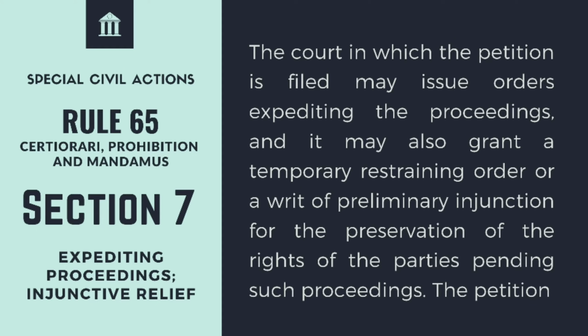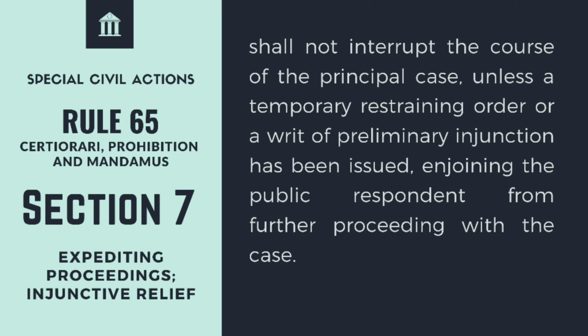Section 7. Expediting proceedings, injunctive relief. The court in which the petition is filed may issue orders expediting the proceedings, and it may also grant a temporary restraining order, or a writ of preliminary injunction, for the preservation of the rights of the parties pending such proceedings. The petition shall not interrupt the course of the principal case, unless a temporary restraining order or a writ of preliminary injunction has been issued, enjoining the public respondent from further proceeding with the case.